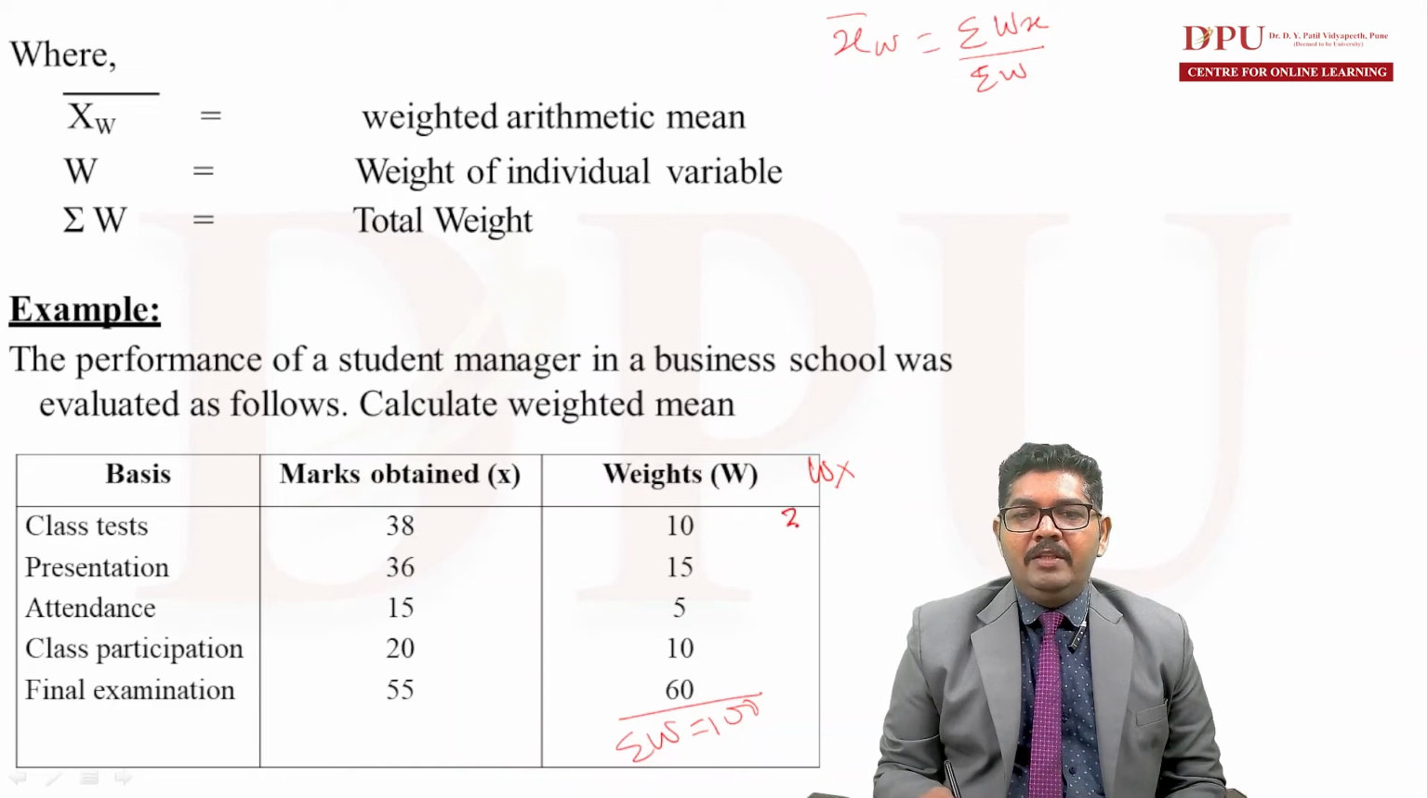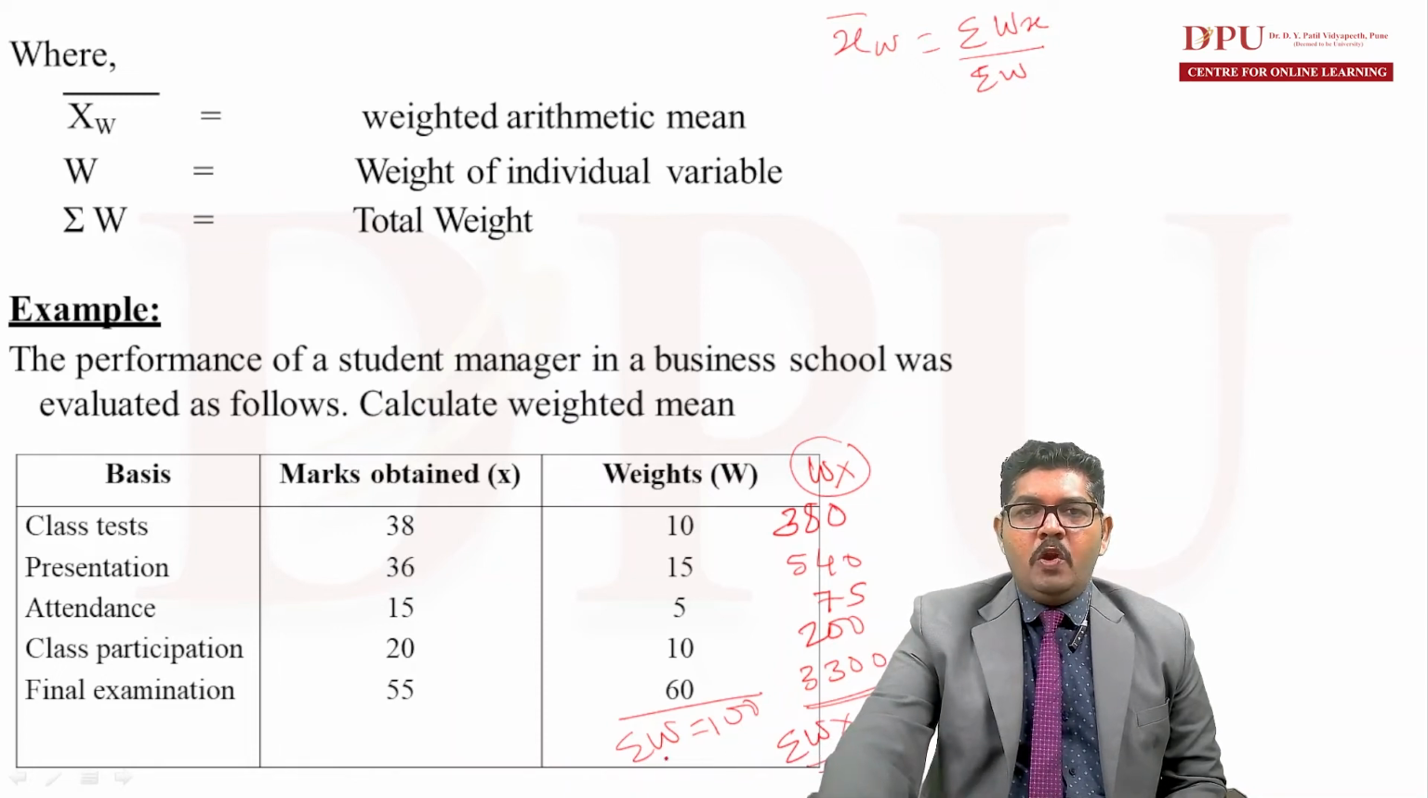38 multiplied by 10 is 380. 36 multiplied by 15 will be 360 and 180, that is 540. 15 multiplied by 5 is 75. 20 tens are 200. 55 multiplied by 60: 55 threes are 165, 330, and a 0, so 3300. So these are the wx values. Summation of wx will be our numerator, and this is divided by summation of w.